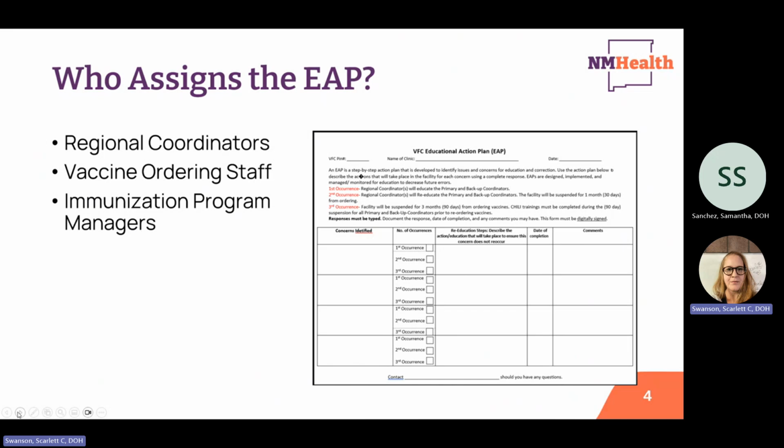So we talked about this a little bit. So who would assign an EAP? Your regional coordinators would be able to do that, and they would be able to do that because they have contact with you through, of course, you call them if you have any issues, or your compliance visits. The vaccine ordering staff, they have really intimate contact with your reconciliations, so they'll be able to send out an EAP for any problems with that. And then us at the immunization program management level, if we see any problems that we think should be addressed that way, we can do that as well.